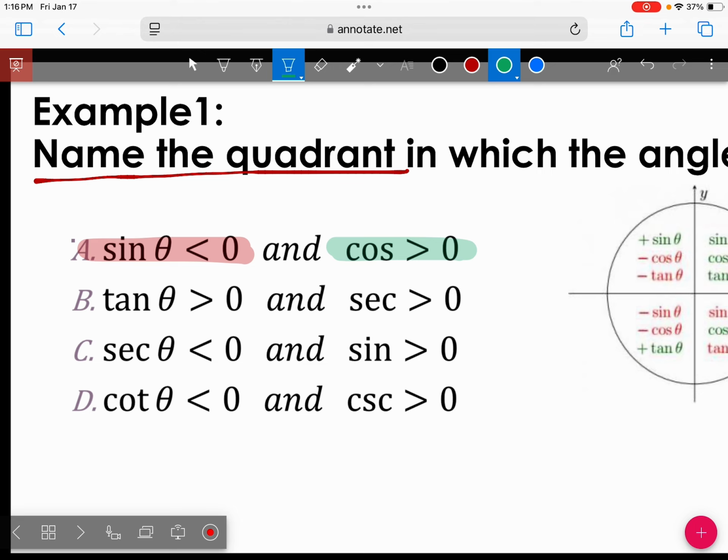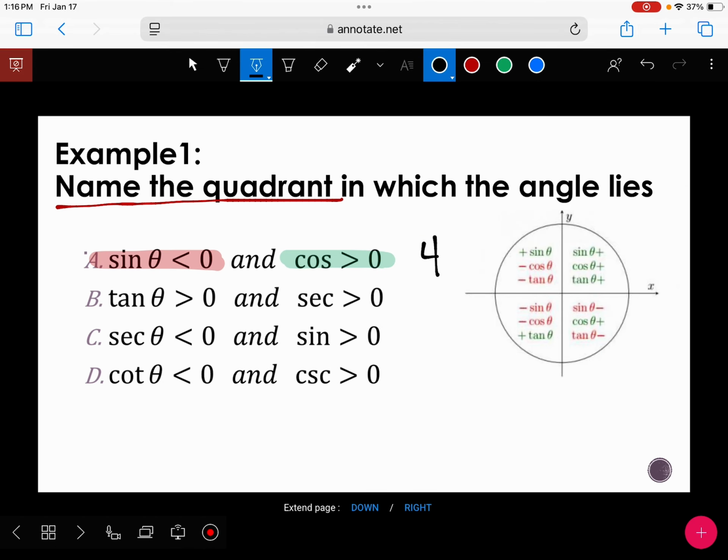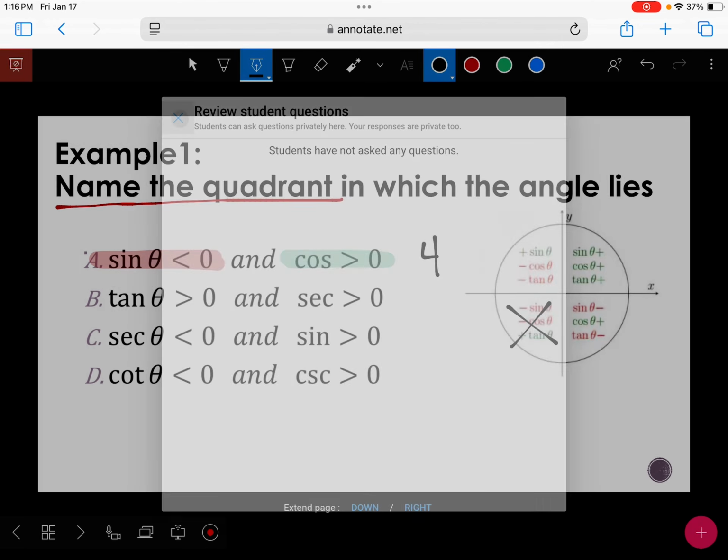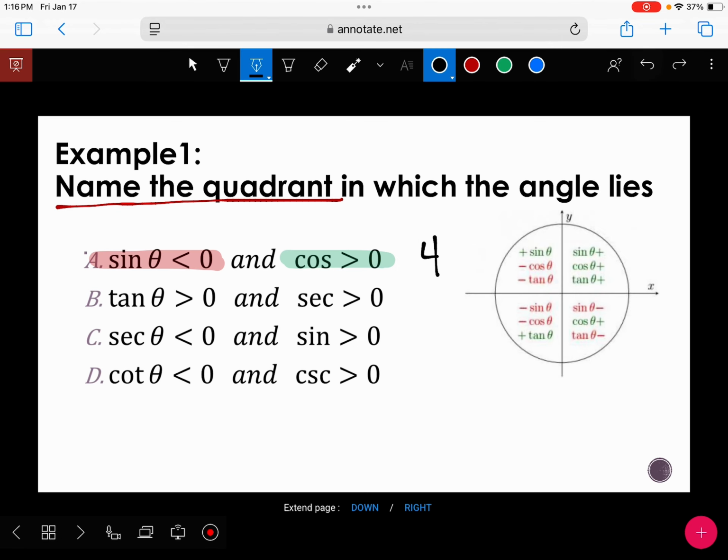Show me with your fingers, what quadrant do you think we're in? I agree. We're in quadrant 4. Good job. That's our quadrant. So sine is negative here and here. So based on the first clue, we would either be in 3 or 4. But the second clue is that cosine is positive, which means we have to be in 4.